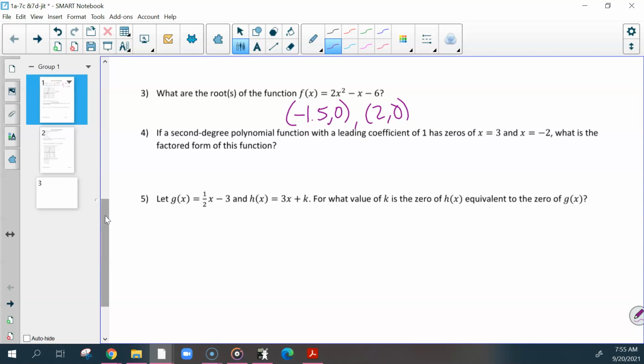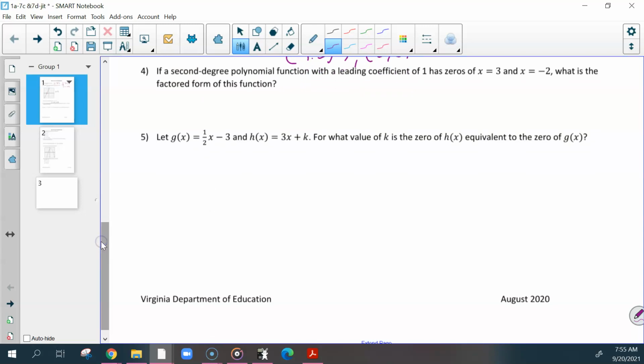One of these I said ignore. That one. So we're not doing number 4. We're going to do one similar to it on the other side. I'm sorry, similar to 5, I meant. So for number 5, it asks what value of k is the 0 of h of x equivalent to the 0 of g of x.